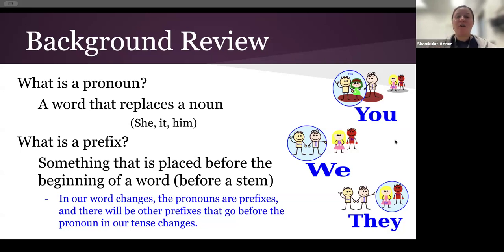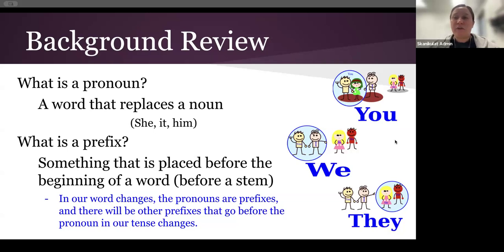So our pronouns are prefixes. So what does that mean? Prefixes are something that is placed before the beginning of a word. Sometimes we say it's before the beginning of a verb root or a stem. Those words are interchangeable, but it's just the beginning. Just remember that the prefixes, it's at the beginning, okay? The beginning of a verb root. And I'll show you on the next slide what that looks like.